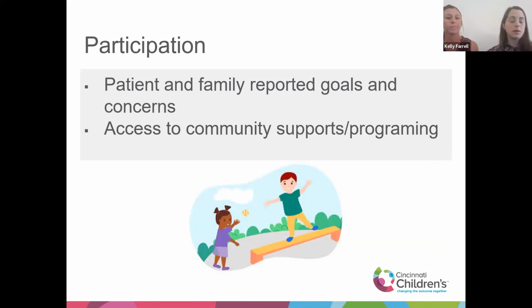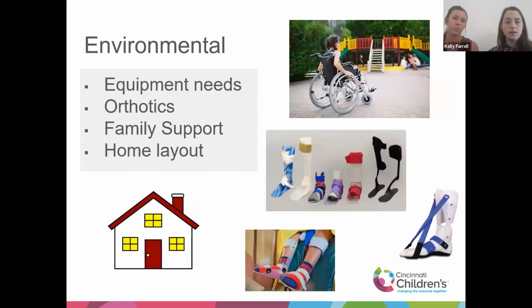Do you want them to be able to be more independent going through the house? You want them to be able to participate in this adaptive sport, because patient and family reported goals should always be at the forefront of our concerns. So we'll also discuss what access they have for community supports and programming. And if they don't have that, it will be in my plan to provide that through our interventions.